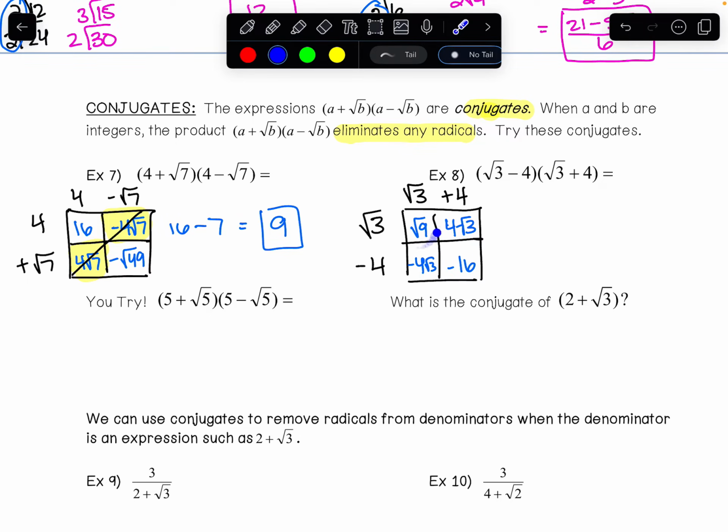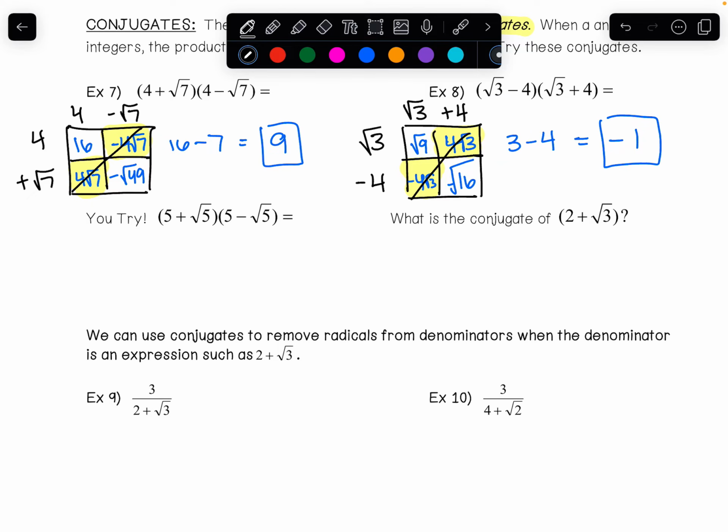What is the square root of 9? 3. What's 4 square roots of 3 minus 4 square roots of 3? 0. These cancel. Here I forgot my square root symbol. What's the square root of 16? 4. Are 3 and negative 4 like terms? Yeah. What's 3 minus 4? Negative 1. This is my answer.